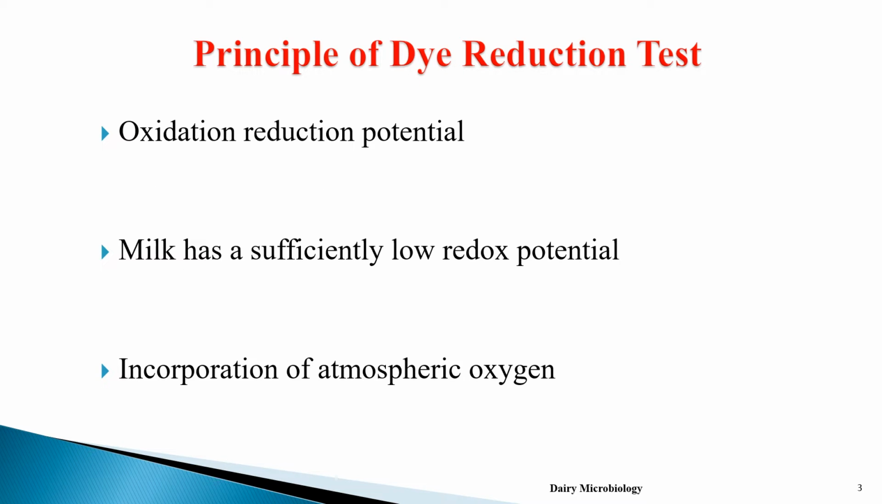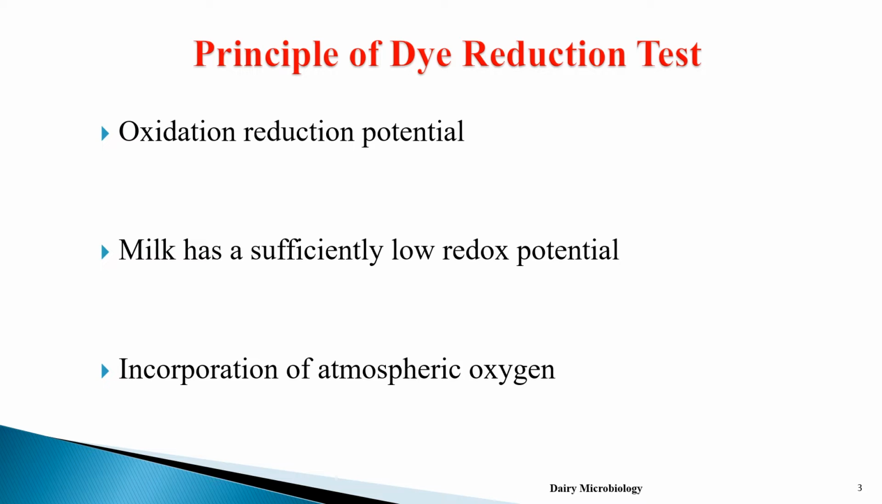So, the principle of the dye reduction test. This test is based particularly on the OR potential, or oxidation reduction potential, which can be defined generally as a chemical process in which the substrate either loses electrons or gains electrons. When a compound loses electrons, the substrate is said to be oxidized. But when it gains electrons, that substrate becomes reduced.